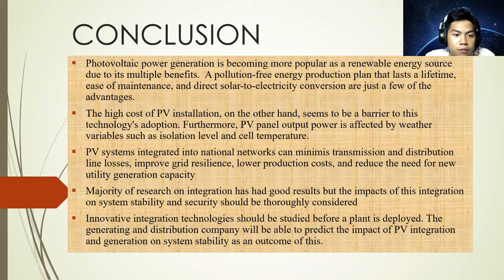So the next point is a PV system integrated into the national network can minimize transmission and distribution line loss, improve resilient power production costs, and reduce the need for new utilities generation capacities. Next point is the majority of the research on the integration has a good result, but the impact of this integration on system stability and security should be truly considered. And the last point is innovative integration technology should be studied before a plant is deployed.